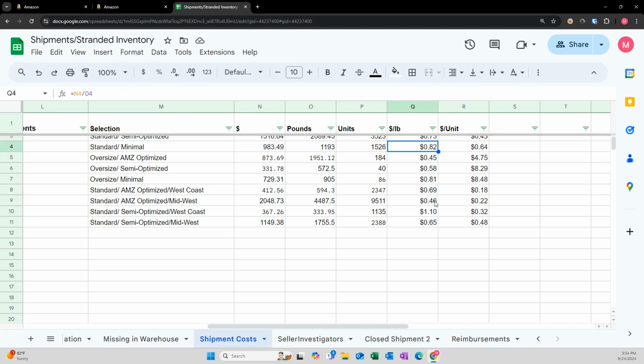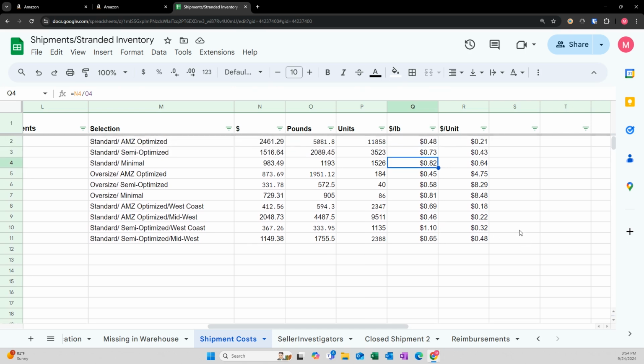But looking further, we save almost 23 cents per pound coming out of the Midwest versus our West Coast prep center for standard items within Amazon Optimized. And then when we were looking at semi-optimized, we were up to 45 cents difference per pound. So based off of this, especially if you're looking into wholesale models or high volume units, you may want to consider a Midwest prep center. And when your volume allows it, switching to Amazon Optimized definitely seems to be a cost-saving approach when elected.